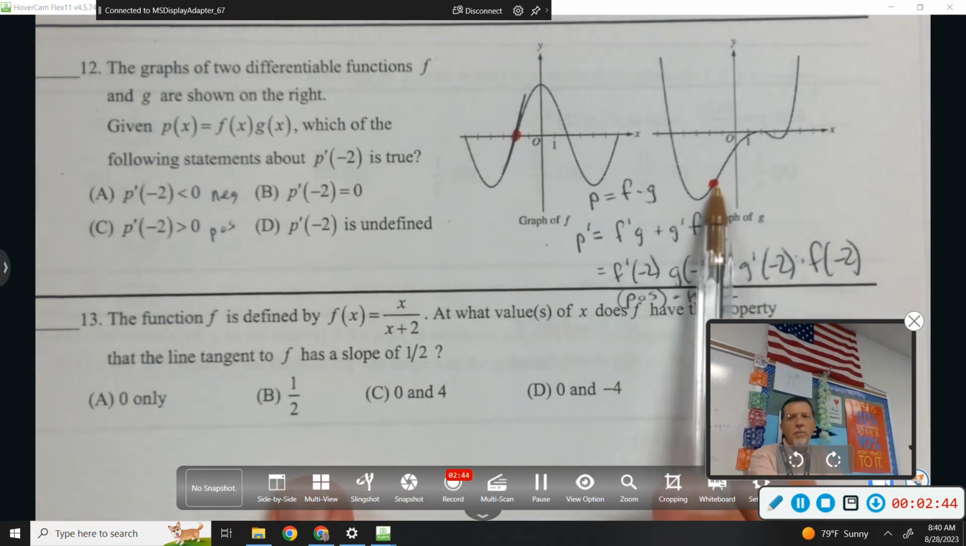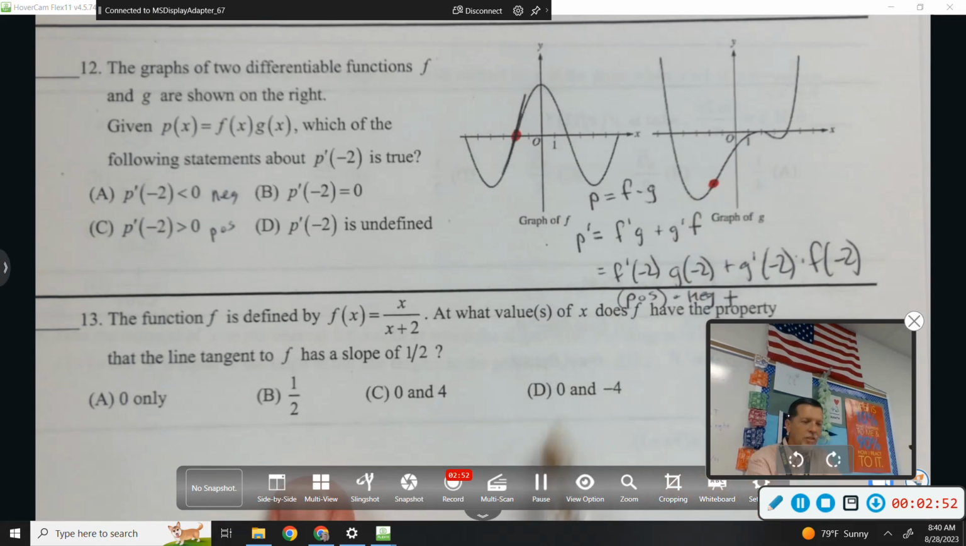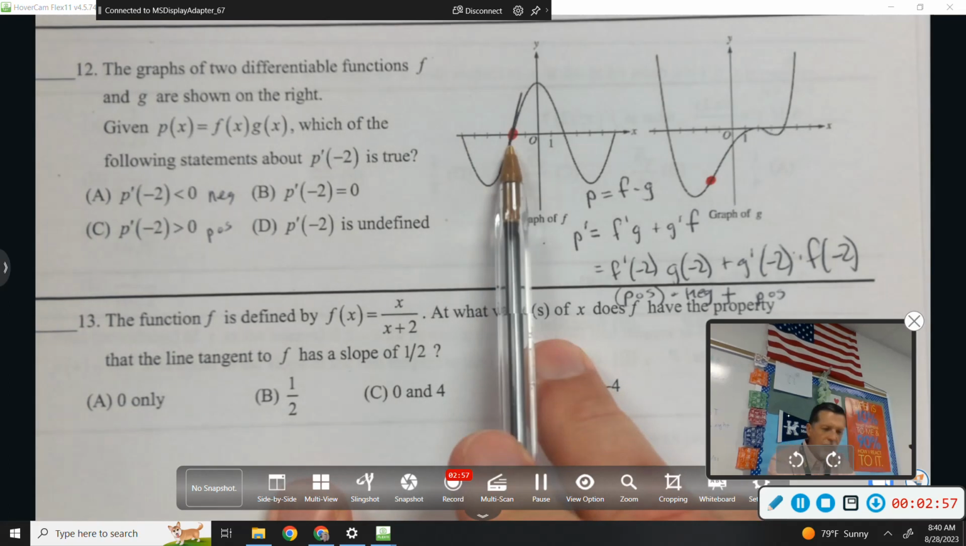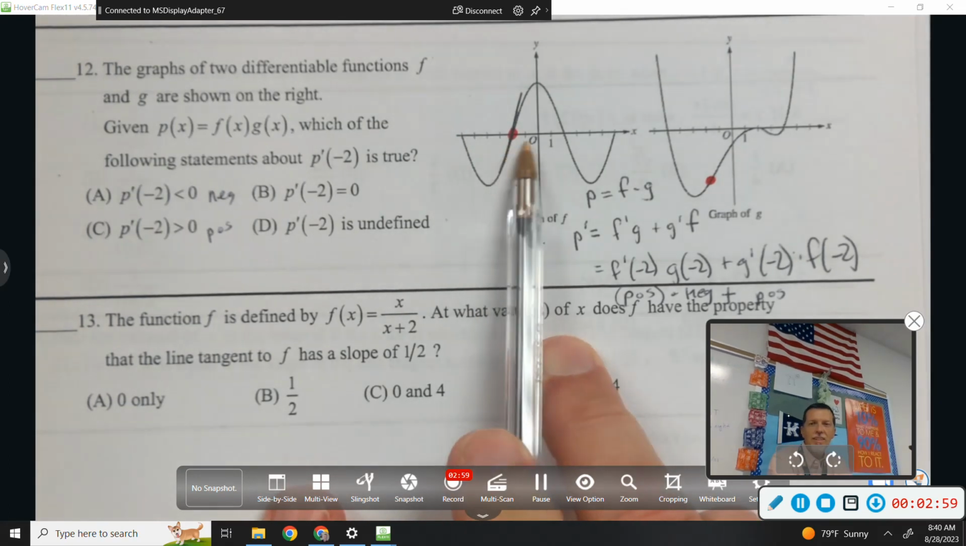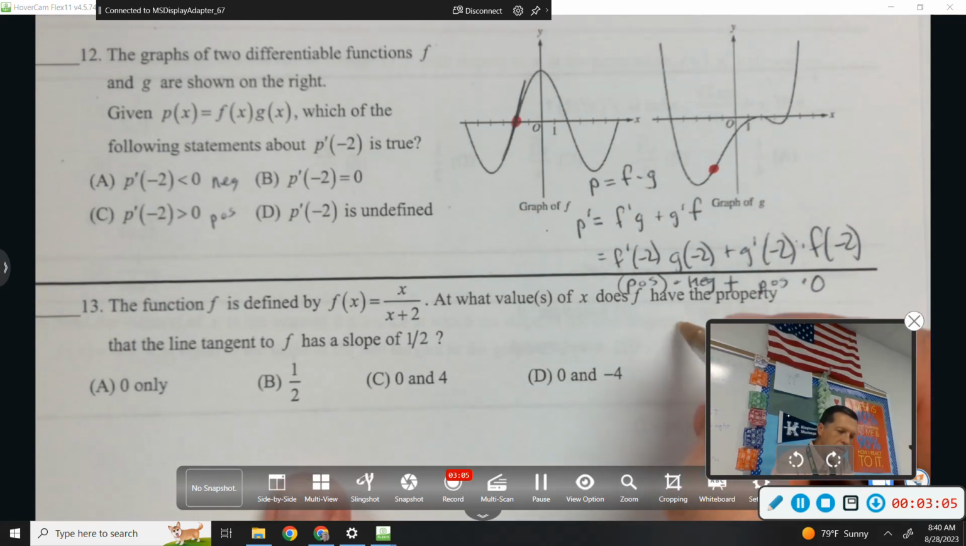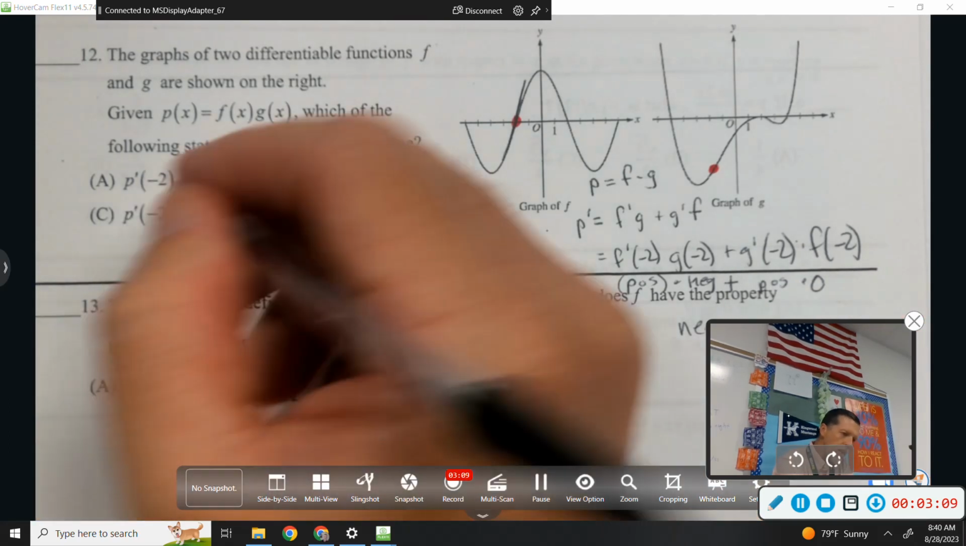What would you say about g prime at negative 2? Positive, negative, or 0? Positive. Slope's going up. And f of negative 2 is on the x-axis, so that is 0. So positive times negative is negative, plus 0 means my answer is negative.